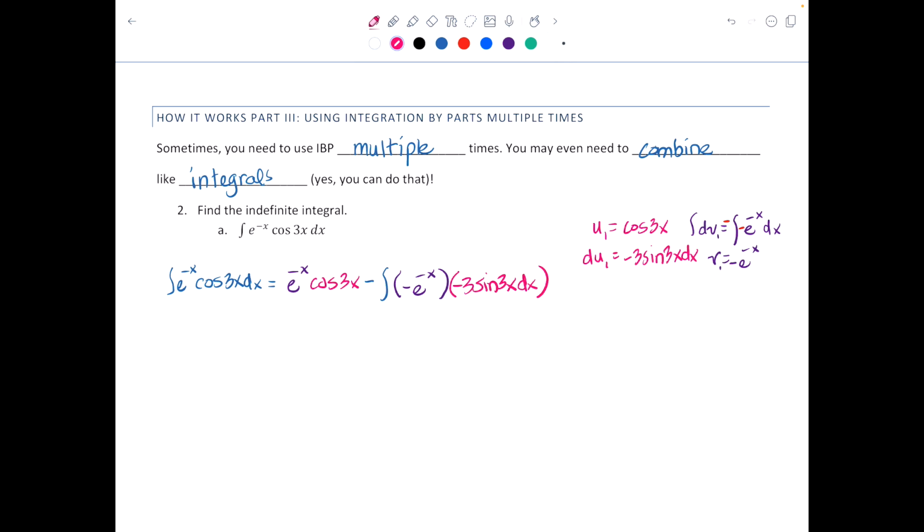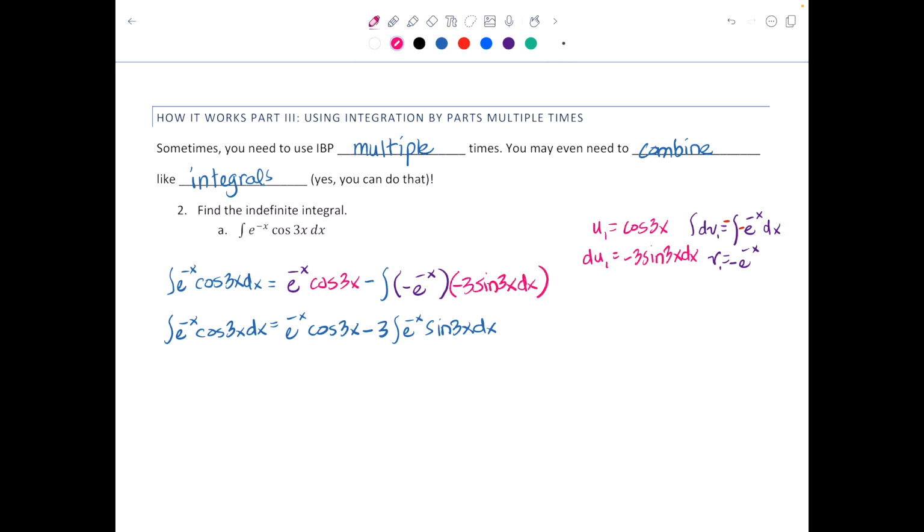All right, let's clean that up a little bit. So we have the integral of e to the negative x times cosine at 3x dx equals e to the negative x times cosine at 3x. Be careful of your signs. We have minus a minus a minus, and we also have a 3 as a multiplier. So 3 minuses is a minus, and then we have a 3 times the integral of e to the negative x times sine at 3x dx.